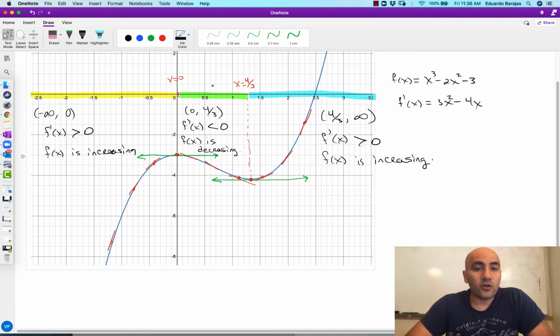And it's also important to note that we found it by finding where the first derivative is equal to 0, but then we also had to come back and double check, make sure that that value is in the domain of our function and nothing weird is happening at that point. Okay, all right, move on.